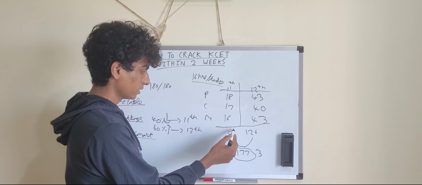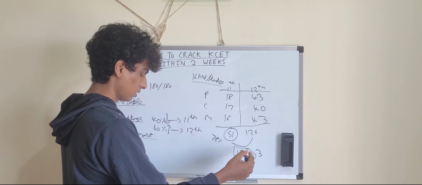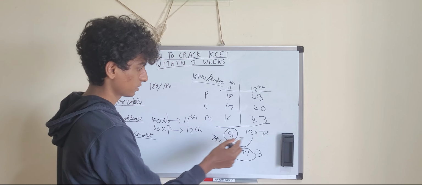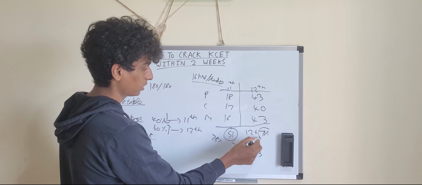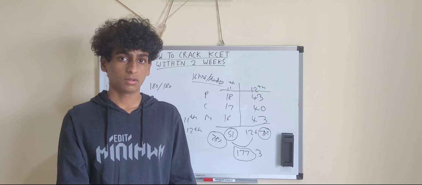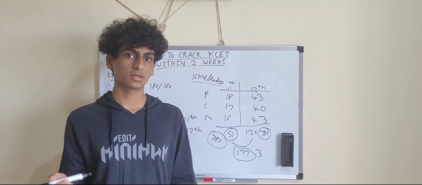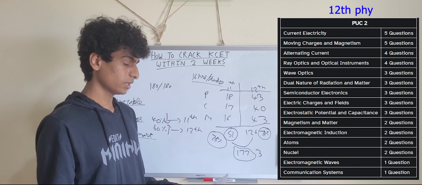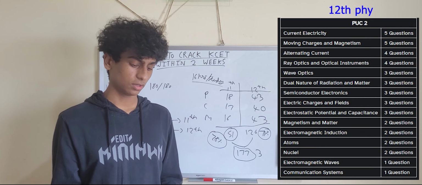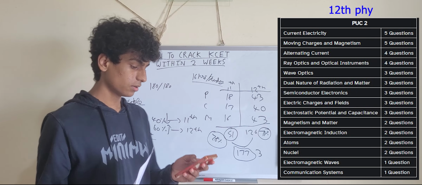If you go by this, 51 means 28% and 126 means 71%. So it's telling you that 71% is coming from 12th and 28% from 11th. By this, you can understand that you should mostly finish the 12th weightage. As you can see, you're getting a lot of marks by doing the 12th chapters. Doing the questions from 11th, you're only getting 2 marks.